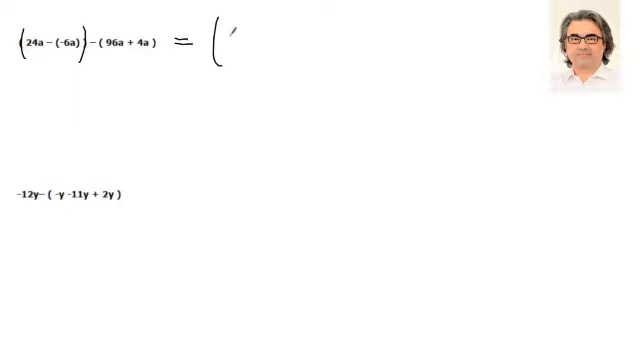Let's write the main parenthesis, 24 times a. After that, I reached a parenthesis, and in front of the parenthesis, I have minus sign. To remove this inner parenthesis, I should obey the rule, which tells us, change the sign of each term in this parenthesis. In this parenthesis, I have 6 times a, so minus 6 times a. So I should change the sign of this term to plus 6 times a. Now let's continue with the next step.